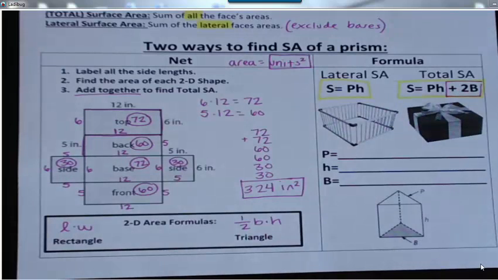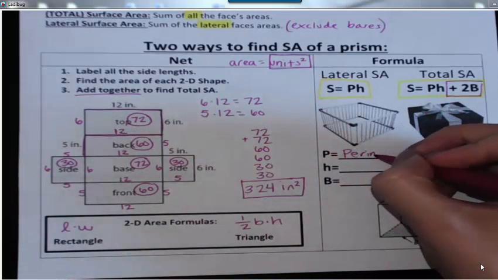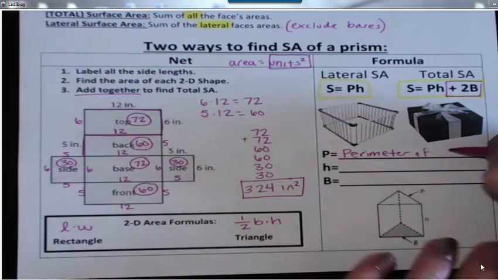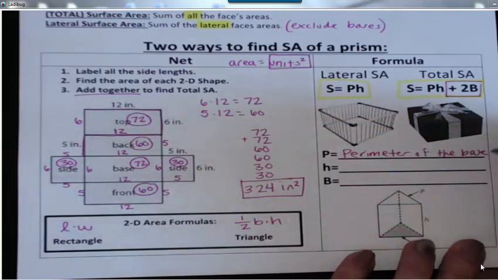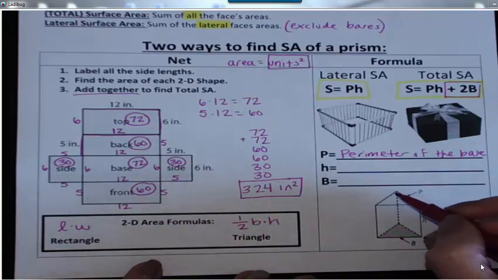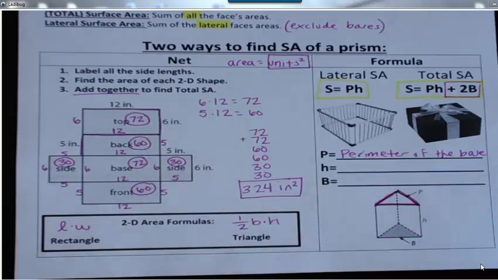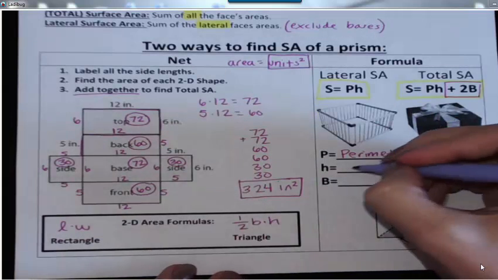Now let's remember from last year what these letters represent. P means perimeter of the base. Perimeter should be very familiar to you because perimeter is just adding up all the sides. So go ahead and use a different color, and I want you to outline the perimeter of one of the bases. We don't need both of them. So my P means perimeter of the base. Now H is going to represent the height.